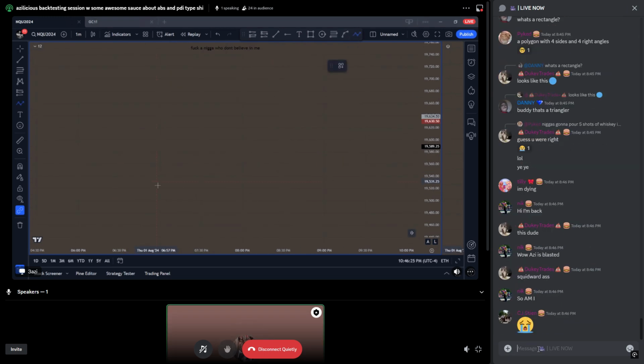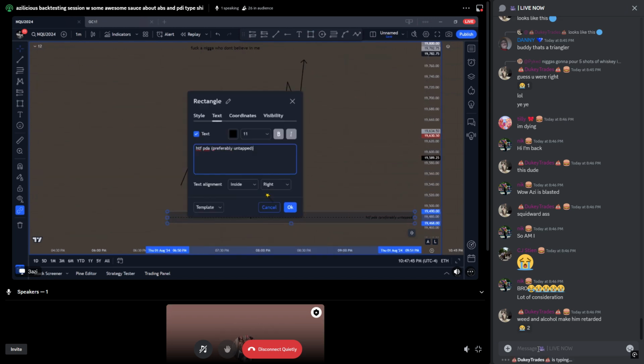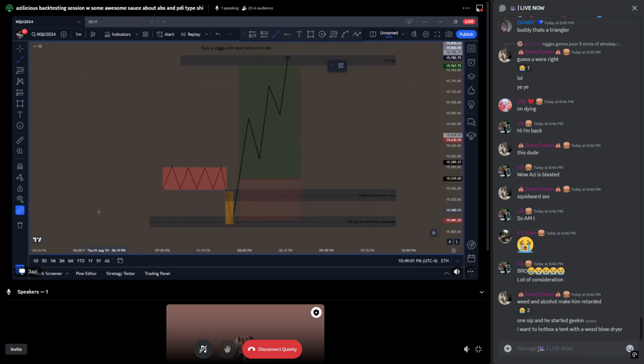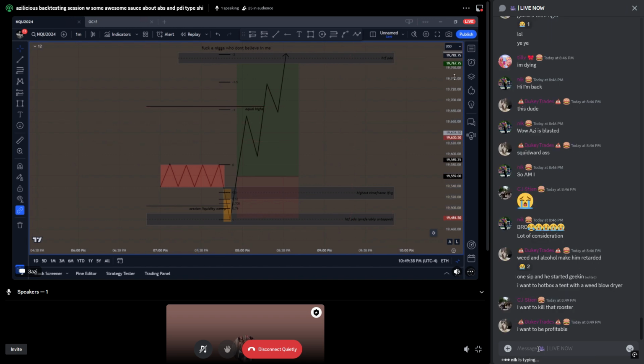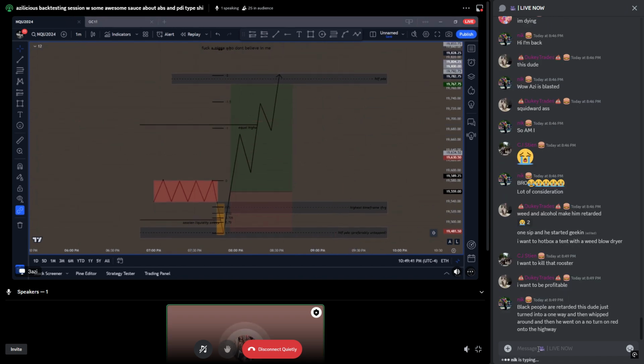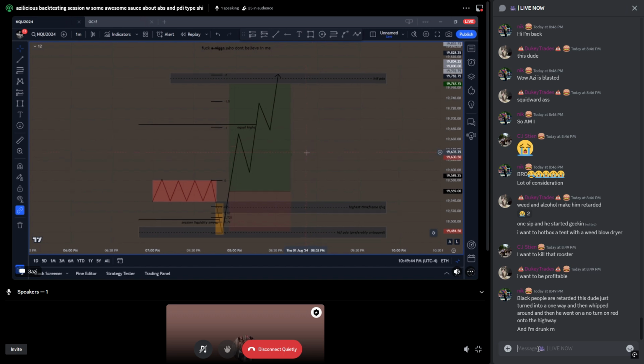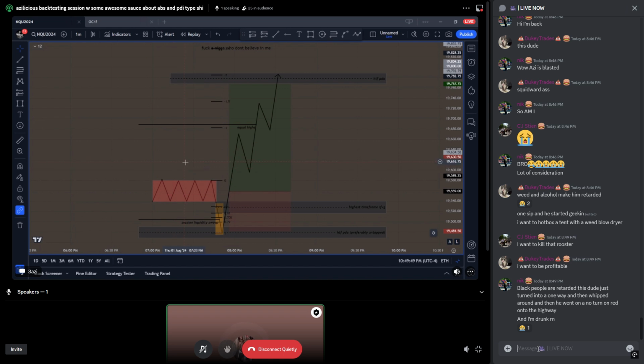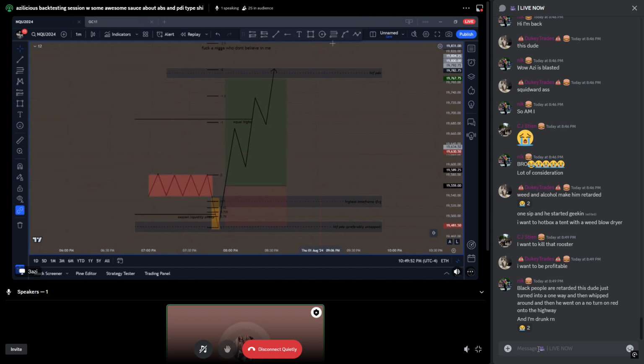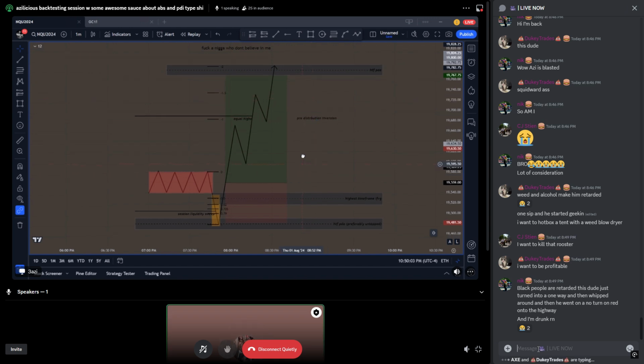Okay, PDI is pretty simple. So you have a lot of consolidation. Okay, let me draw this out. Okay, perfect. This is how I use PDI. So basically, we have consolidation. So PDI stands for pre-distribution inversion.